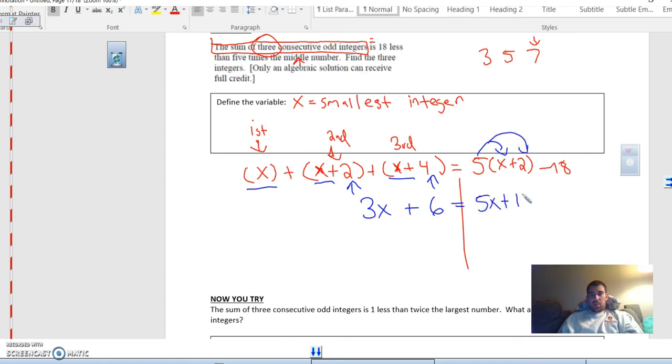5x plus 10 minus 18. We have to combine these. 3x plus 6 equals 5x. Add opposite, so we have plus negative 8.